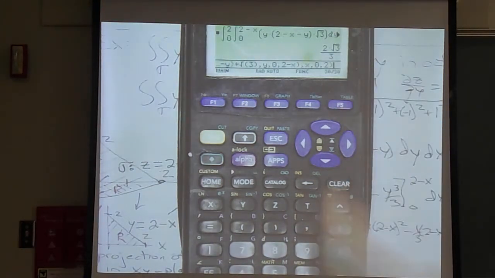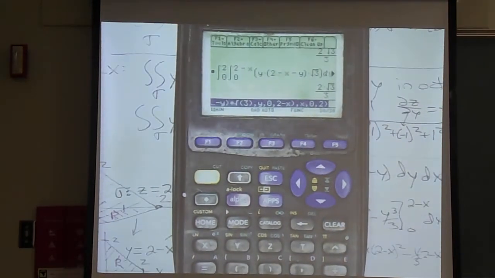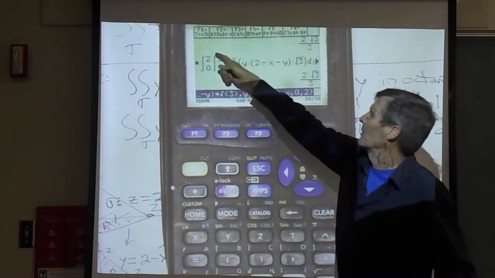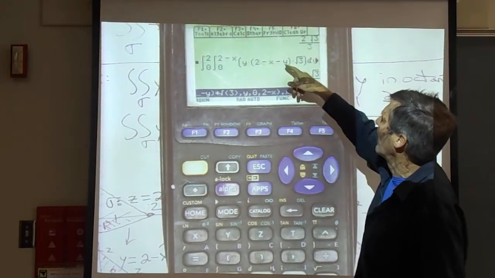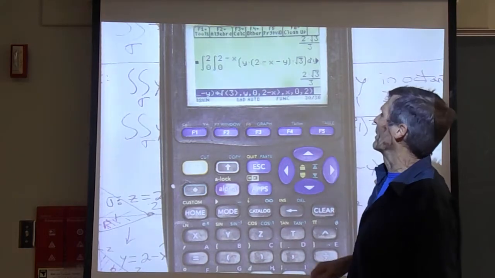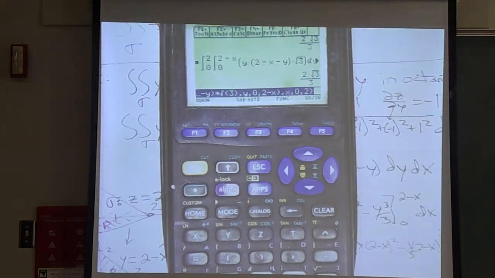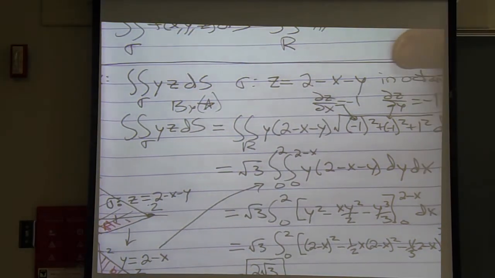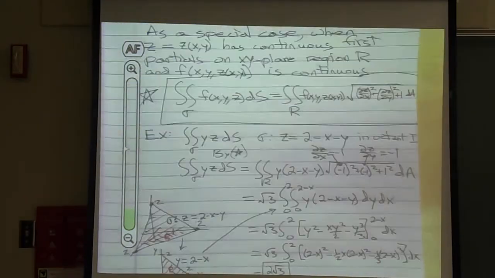When you push enter, it puts up a pretty print version of your integral, and you can check if it looks alright: integral 0 to 2, 0 to 2 minus x, y times 2 minus x minus y, square root 3 dy dx. You can do these double integrals on your calculator, and this says it's 2 square root 3 over 3, so I trust it. I always make mistakes when I try to do these long, complicated things, even for simple polynomials. So there's the answer. The first problem is 2 square root 3 over 3.